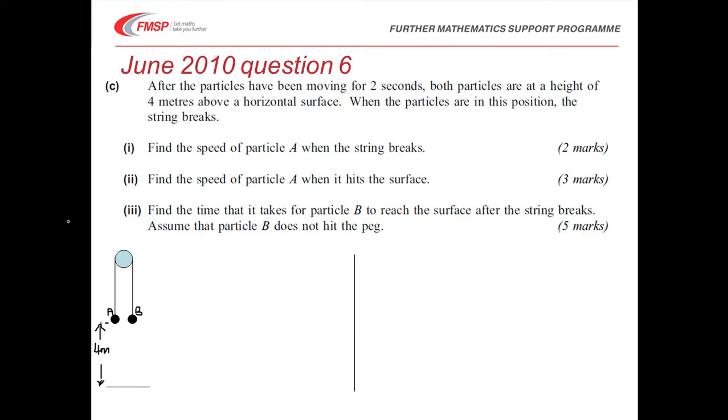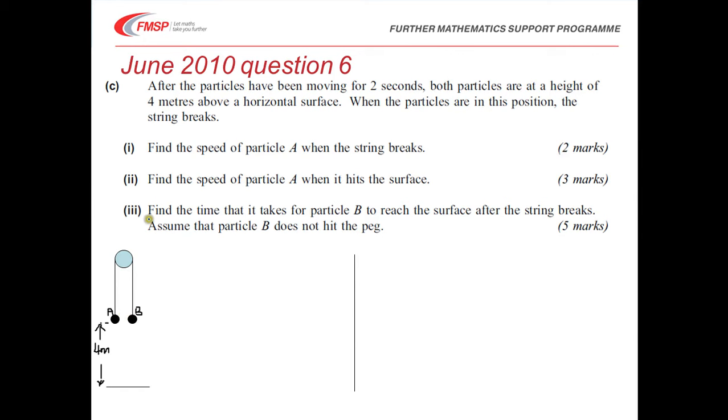So in part C it says that after the particles have been moving for 2 seconds, they're both at a height of 4 meters. I've drawn a diagram here, so they're both at the same height. When the particles are in this position, the string breaks. And we're asked to find the speed of the particle A.